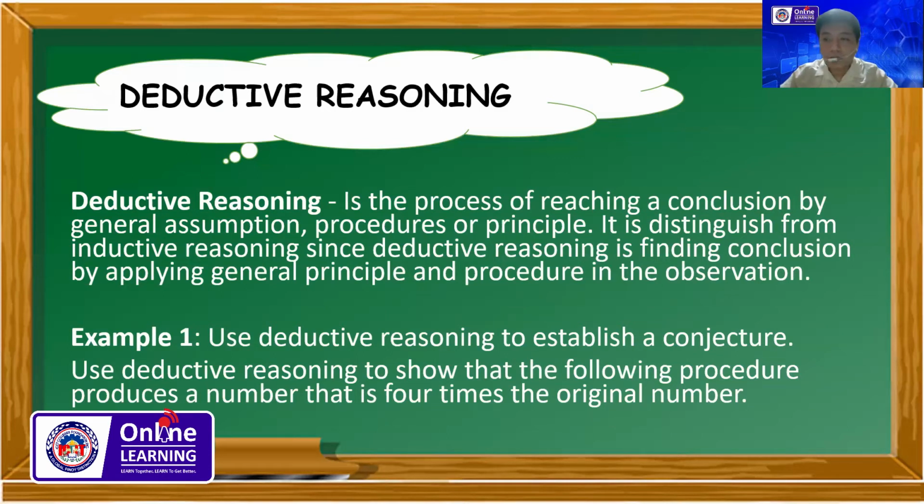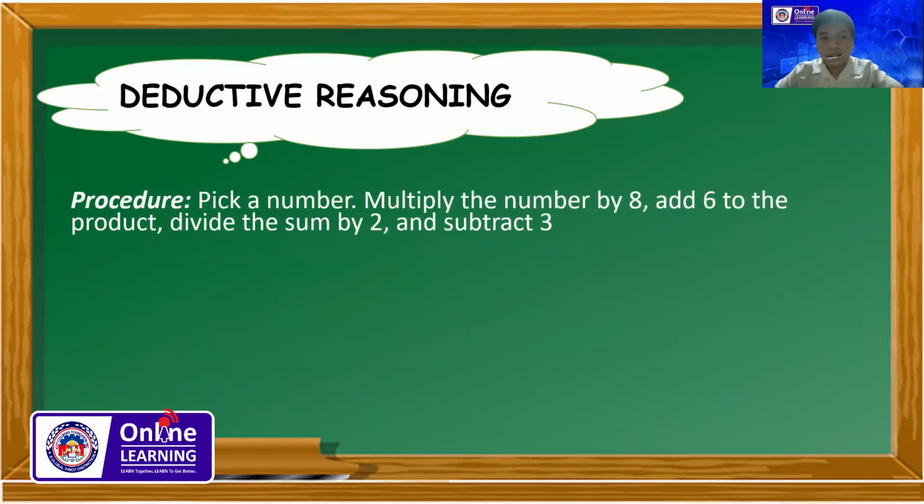Now, we have here some examples in regards to deductive reasoning. Use deductive reasoning to establish a conjecture. If we say conjecture, that means it is not proven. Now, use deductive reasoning to show that the following procedure produces a number that is 4 times the original number. Let us have the procedure. Pick a number. Then multiply the number by 8. Then add 6 to the product. Divide the sum by 2. And the last one, subtract 3.